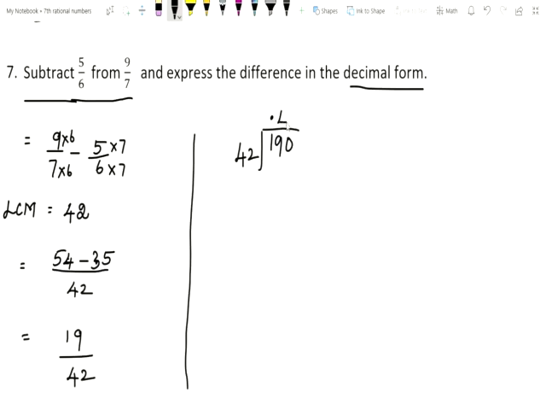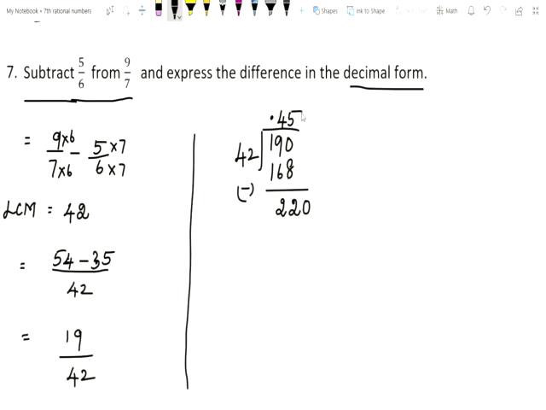4 times. 4 2s are 8, 4 4s are 16. Now subtract this. 10 minus 8, 2. 8 minus 6, 2. Okay. Next you add 1 0. 220. In 220, how many 42s are there?